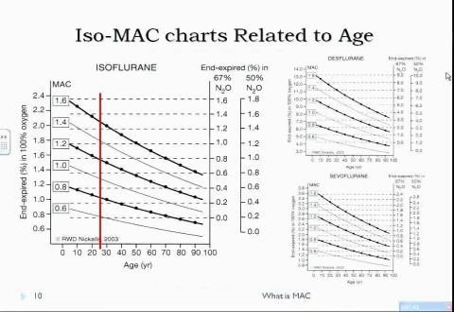Let's say you have a 25-year-old, okay, and I want to be at 1 MAC. If I'm using 1 MAC of isoflurane, I'm going to go basically and run it across. And when I use that individual, I'm going to give him 0.5 of the actual isoflurane, and then use 60-70% nitrous oxide. So it's a really nice little nomogram to use.